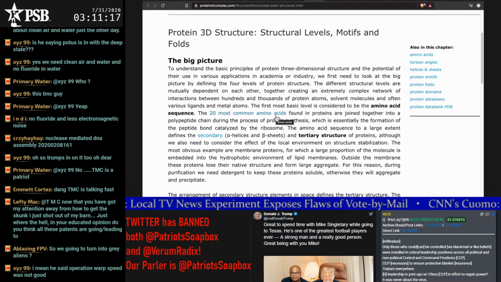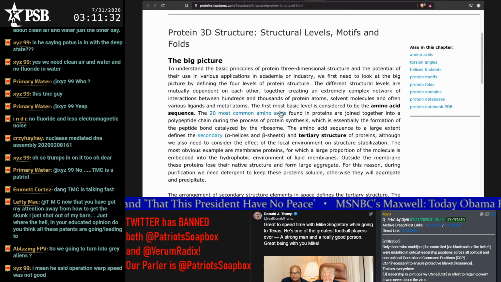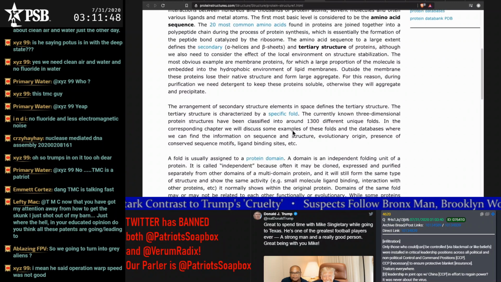So we'll continue. The 20 most common amino acids found in proteins are joined together into a polypeptide chain during the process of protein synthesis. 20 common amino acids. Most proteins are made from these 20 common amino acids. So what they're saying here is these are essentially the formation of the peptide bonds catalyzed in the ribosome. So blah, blah, blah. We don't really need to know about that.